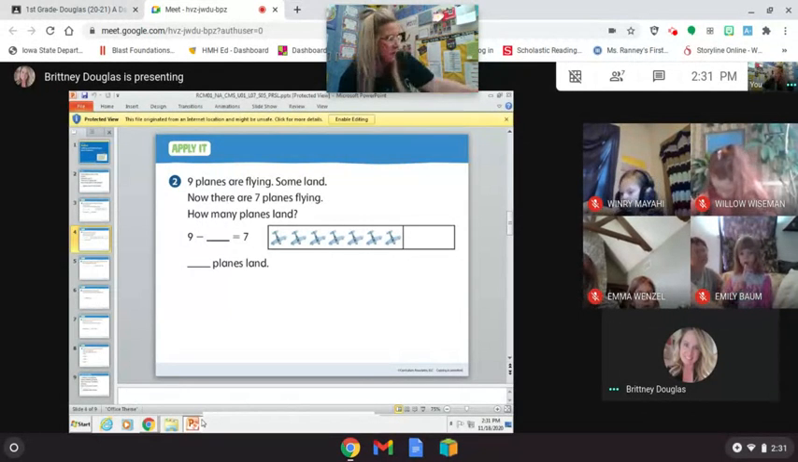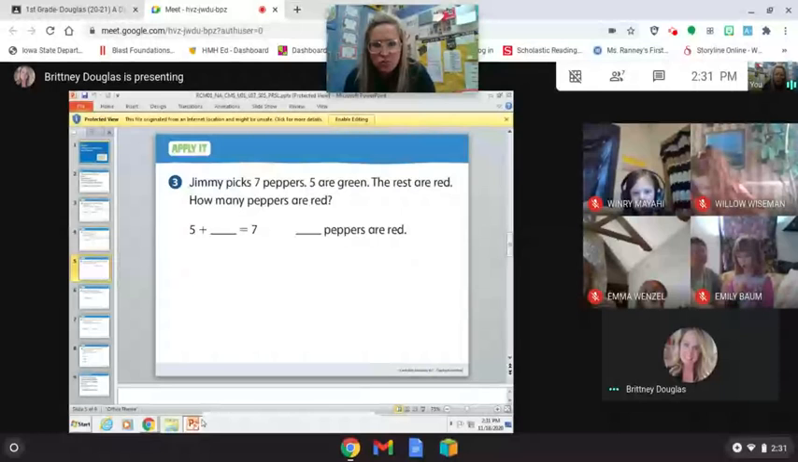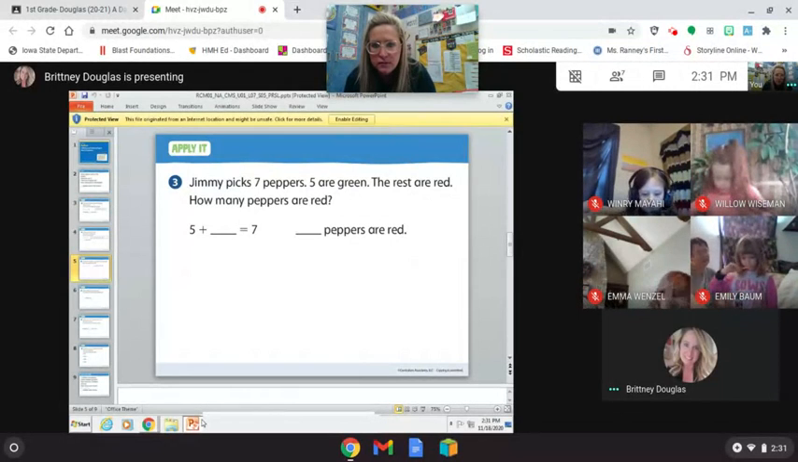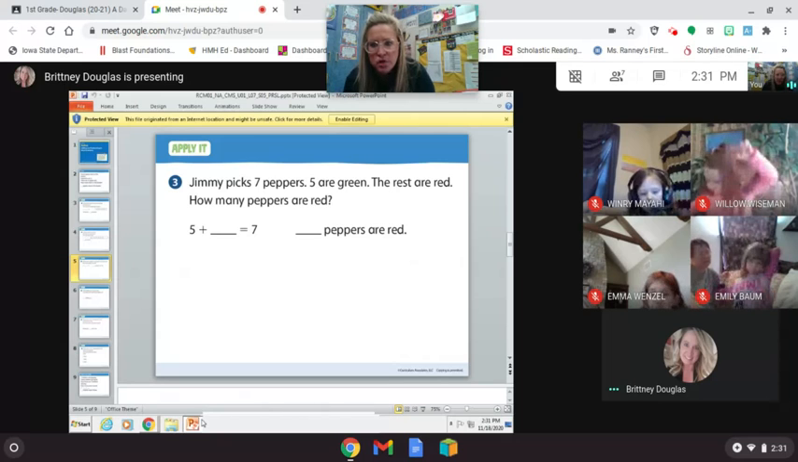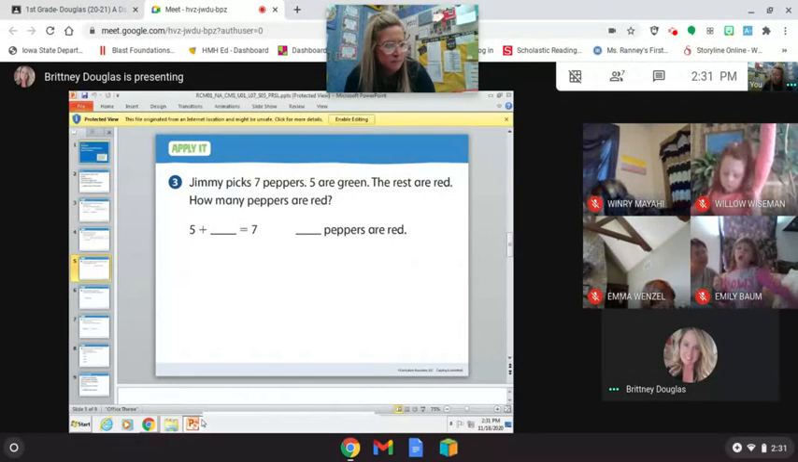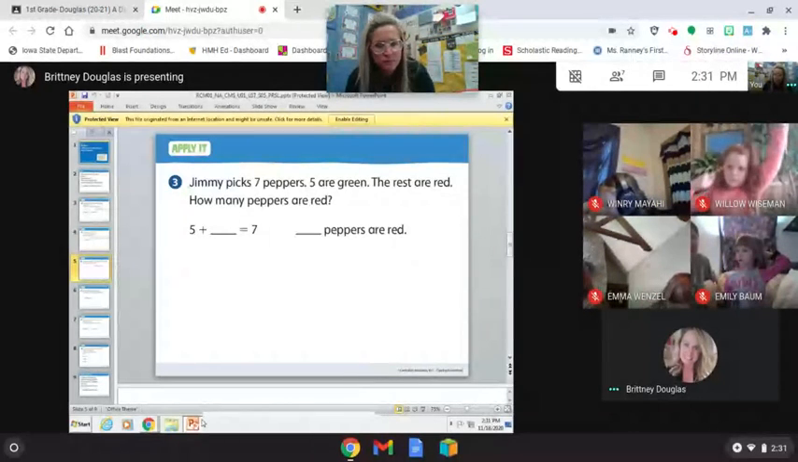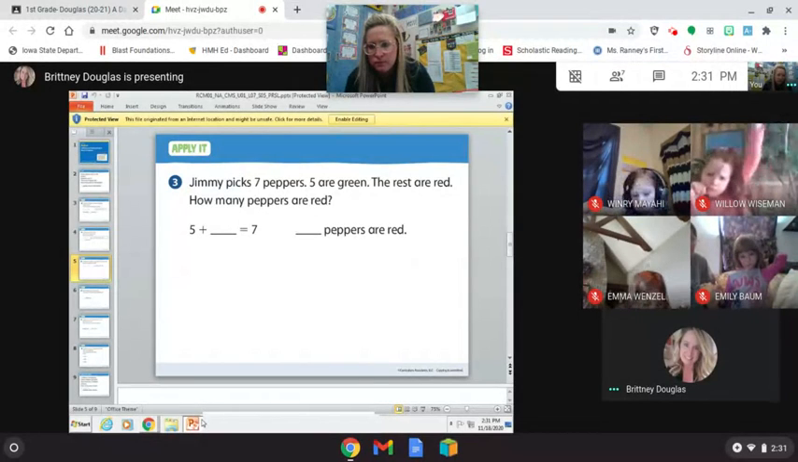Okay, let's go to the next one. Jimmy picks 7 peppers. 5 are green and the rest are red. How many peppers are red? So 7 total peppers. Part of them are green. We're trying to find that missing part. Emily, what do you think? What do we do? What do we do to find this answer?